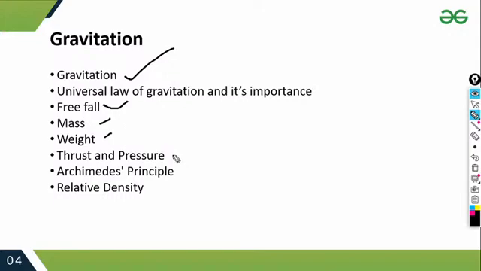Then we will be seeing thrust and pressure, and also pressure in liquids. You know that liquid also exerts some pressure, that is thrust, and the thrust upon area is pressure. This is very basic knowledge I'm giving you. We'll cover all of that entirely and deeply in our upcoming sessions, so don't just go by this. This is just an introduction session, that's why I'm telling you very little about each thing.